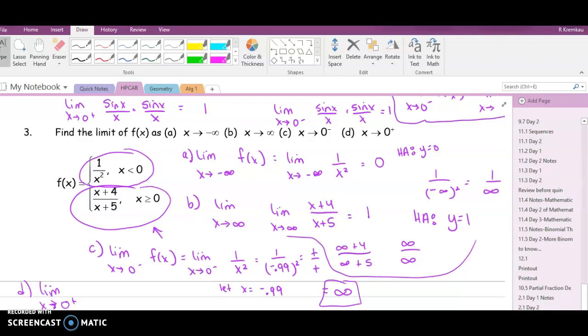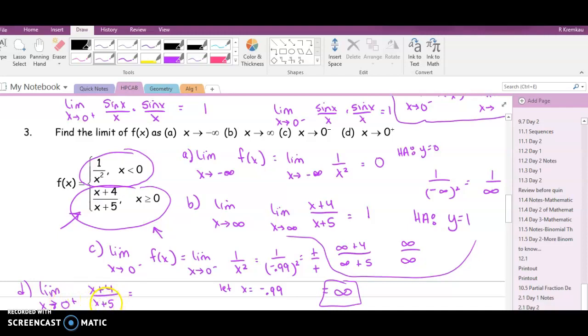So welcome back, PreCalc. We are finishing up the 2.2 Day 2 notes, and I had last left off with part D of number 3. And so what we're doing is we're finding the limit as x approaches 0 from the right. As we approach 0 from the right side, the right branch is going to be this guy here. So essentially we are doing the limit as x approaches 0 of x plus 4 all over x plus 5.